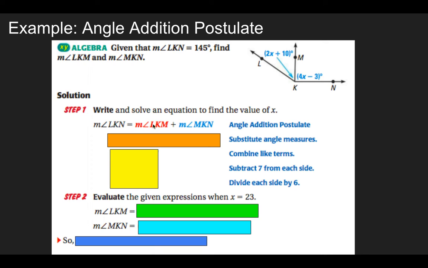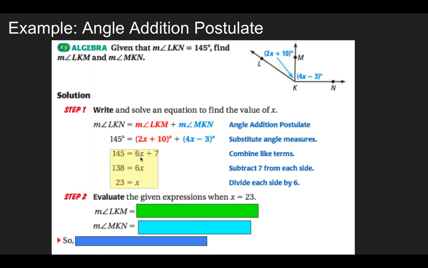Then I'm just going to substitute. So for LKM, I'm going to put in 2x plus 10. And for MKN, I'm going to put in 4x minus 3. And now I'm just going to take this equation and solve it. So the first thing I'll do is combine like terms. 2x and 4x give me 6x. 10 minus 3, or 10 plus a negative 3, is 7. Then I'll subtract 7 from both sides of the equation. And 145 minus 7 is 138. And then divide by 6, and you get 23.